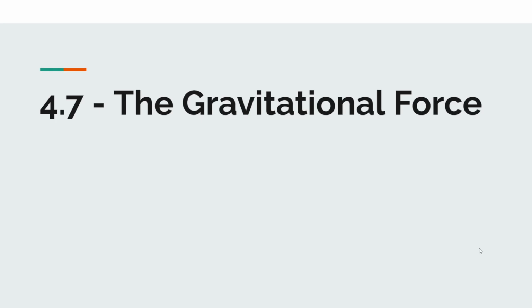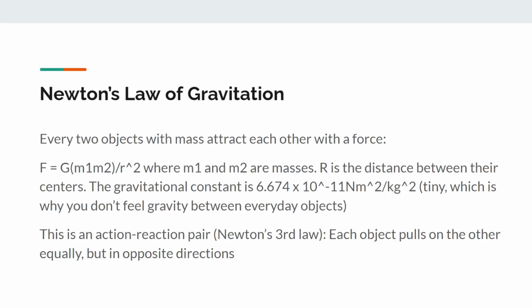So the gravitational force. Now this gets quite interesting because Newton figured this out using Kepler's laws. You don't have to know that, but the way he figured it out was quite genius. And his formula actually laid the groundwork for someone to figure out the gravitational constant. So Newton's law of gravitation. He proposed that every two objects with mass attract each other with a force. And this is the formula right here.